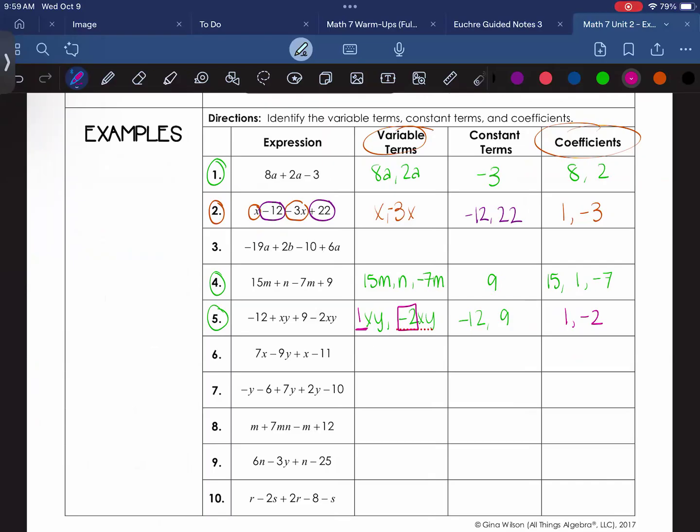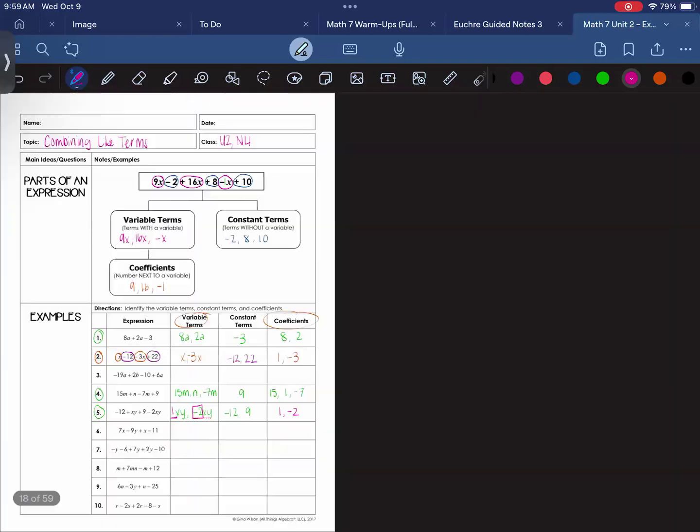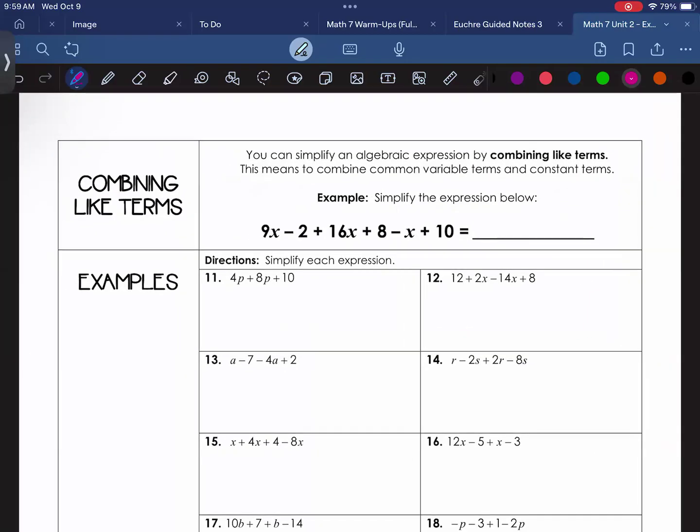Go ahead and flip on over to the back page. All right, so now that we've identified all the parts of the expression, we can go ahead and combine like terms. What I mean by that is you can combine common terms, so common variables: x's can go with other x's, you can combine y's with other y's, and then all of the constants can go together, like 6, negative 2, 5, 4. All of the numbers that are just numbers can also combine.